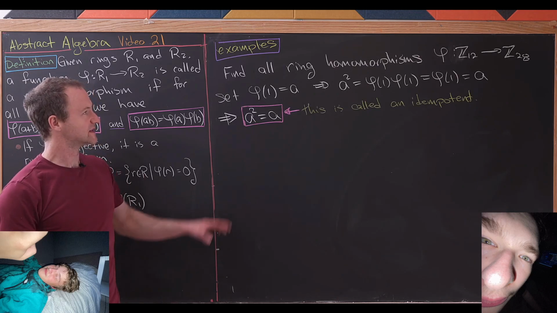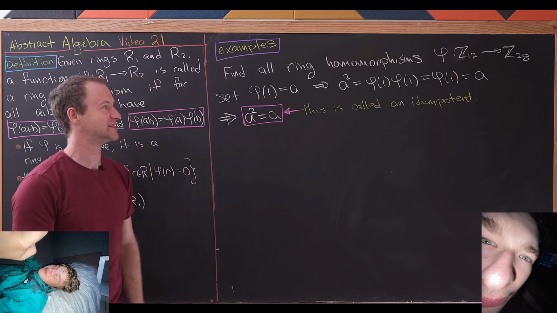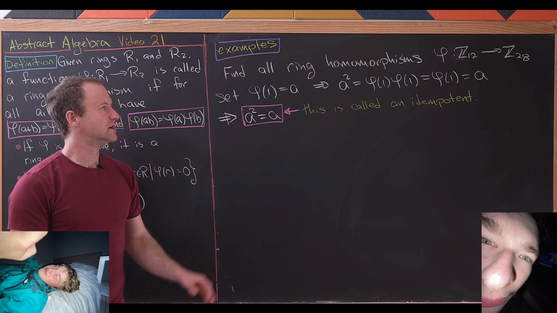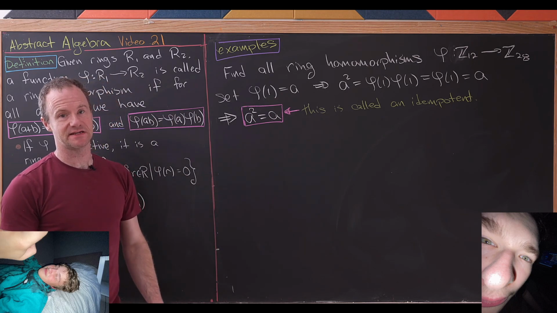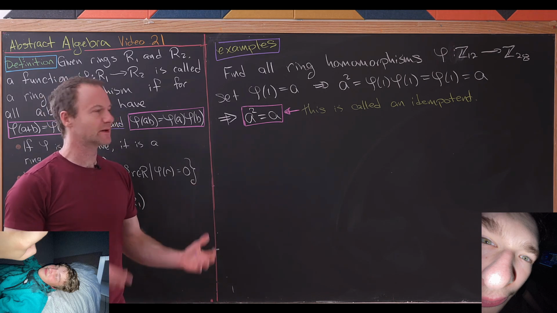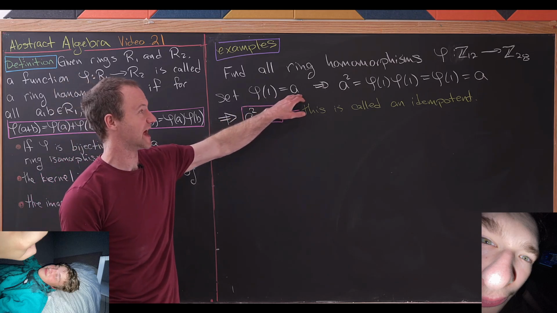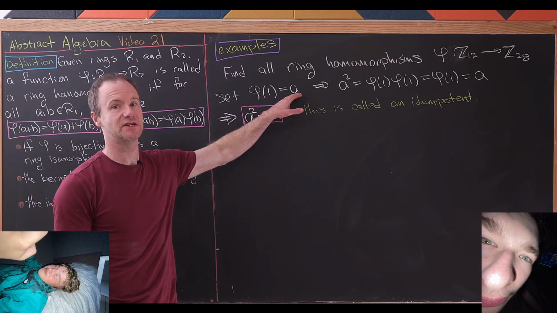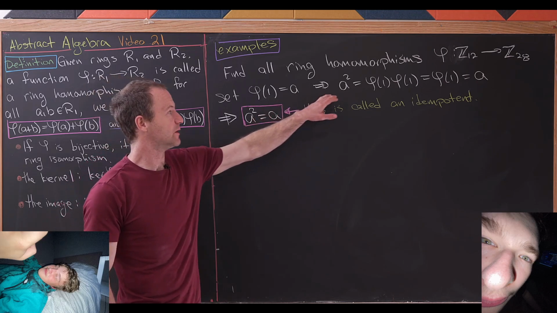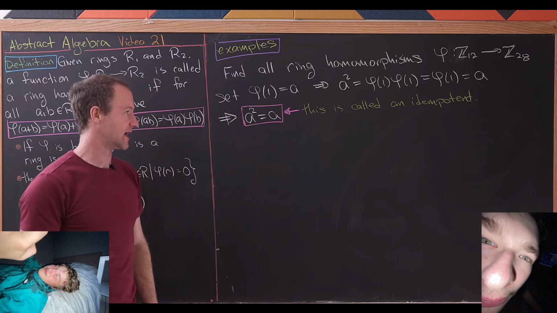So for our last example, let's find all ring homomorphisms from Z12 to Z28. Now, Z12 has an identity, I guess I should say a multiplicative identity, 1. And so we can play that same game that we did before. Let's set phi of 1 equal to a, that's something inside of Z28. And then we can perform this exact same calculation to get a squared equals a.